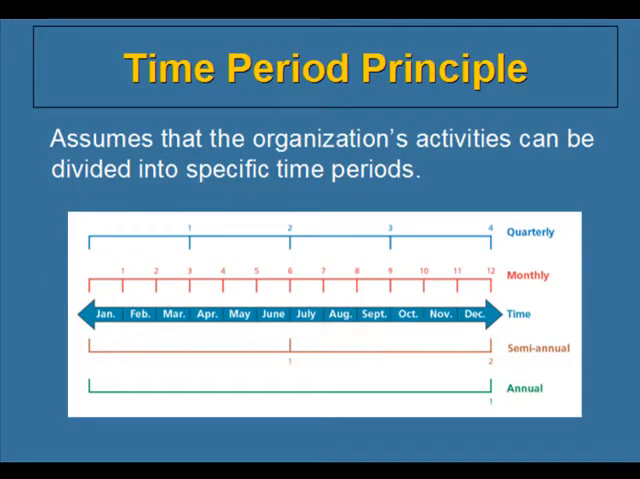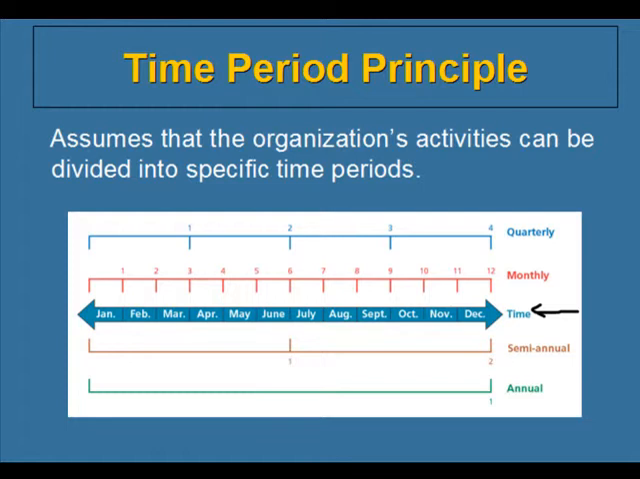Time period principle assumes that an organization's activities can be divided into time periods such as months or quarters. These time periods are called accounting periods or reporting periods. Many businesses prepare interim financial statements, and interim financial statements are reports that are prepared before the company's year-end financial statement. If you look at the timelines indicated on the slide, the middle timeline shows us a typical calendar year.